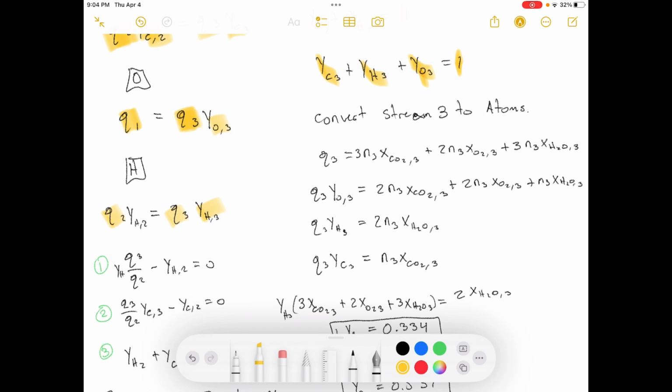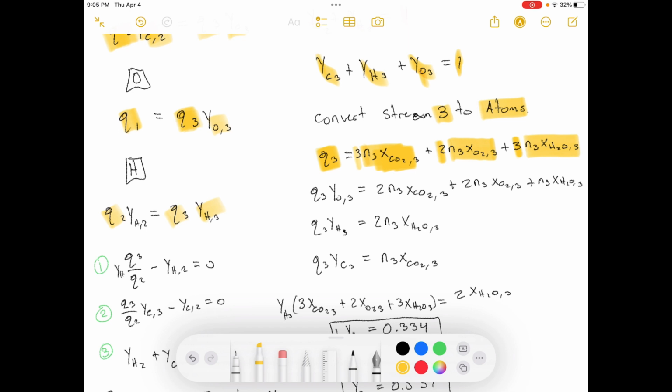We need to convert stream 3 into atoms instead of moles of molecules like we have it before, okay? So if we say this is the total number of atoms in the stream, then we say, okay, there are this many carbon dioxide molecules, and each carbon dioxide molecule has 3 atoms in it. There are this many moles of oxygen in stream 3, and each mole of oxygen has 2 atoms in it. There are this many moles of water in stream 3, and each mole of water has 3 atoms in it. Okay, so that's how you break that up.